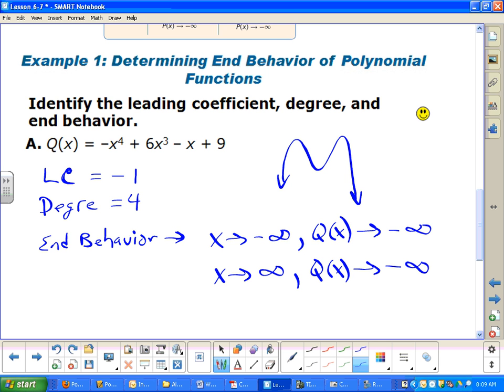So when we're talking about x, negative infinity is left, positive infinity is right. When we're talking about y, or whatever our function is, like in this case q of x, if it's going up, it'd be positive infinity. If it's going down, negative infinity.